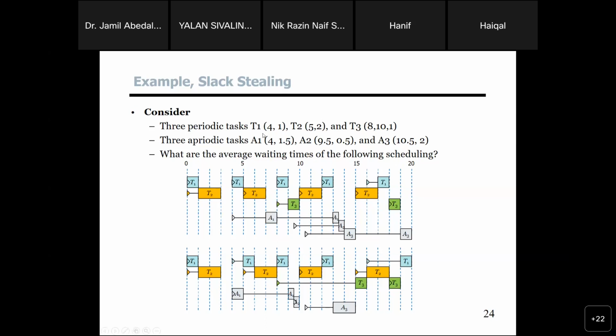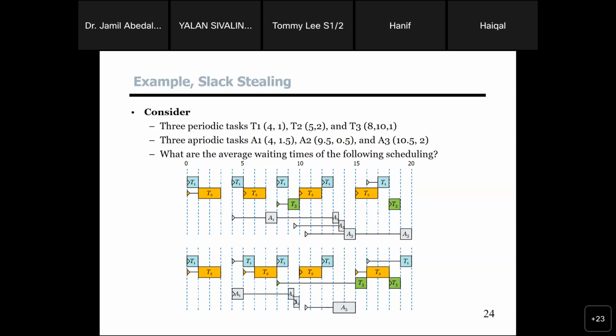Sir, 8 is the period, 10 is the execution, and 1 is the deadline. Who's that? Me, Tommy. Tommy, everybody agree with Tommy? Tommy said 8 period, 10 execution time, 1 deadline. Everybody agree with Tommy?